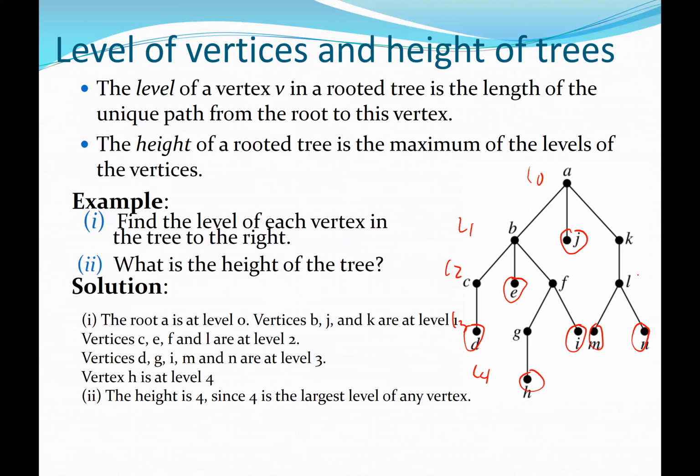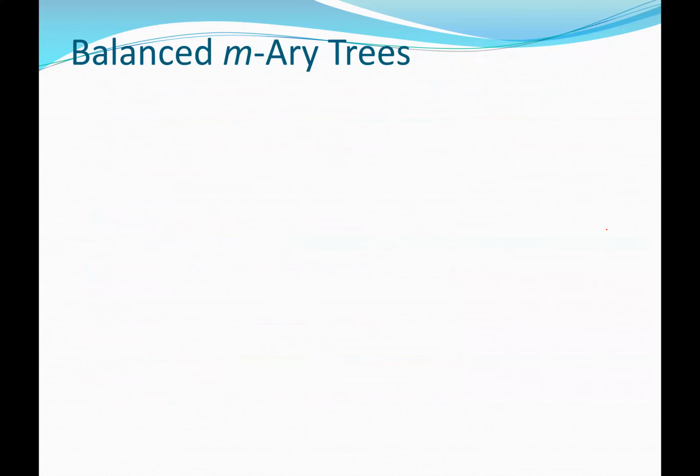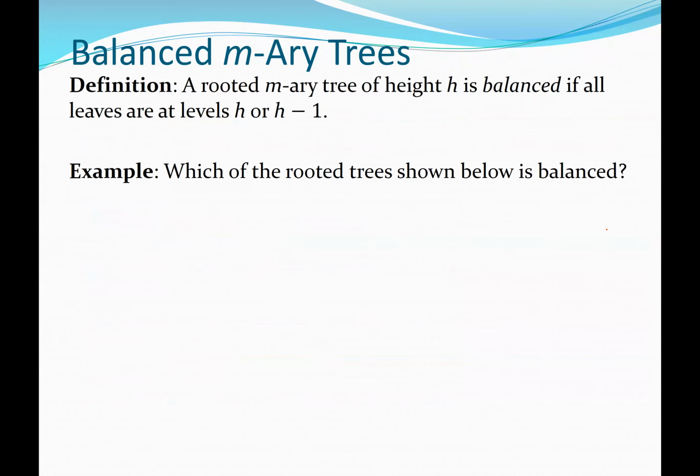So if the leaves are located at level h or h minus 1, then the tree is balanced. You can see here the height is 4, so the leaves better be at level 4 or level 3. So that's good, good, good. But this one is no good because it's way more than the condition for a balanced rooted tree. So this graph is not balanced. Okay, so that's the idea.